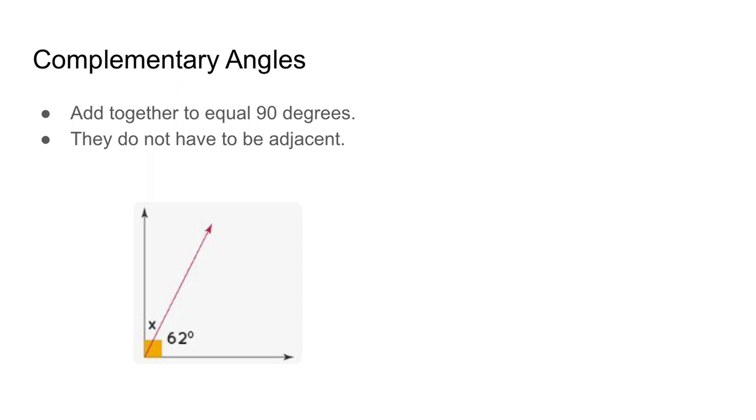Complementary angles. Okay, so if it complements it, it means when I add it together, they equal 90 degrees. So complementary angles, I want you to think 90 degrees. Also, these do not have to be adjacent. Okay, adjacent again is touching.